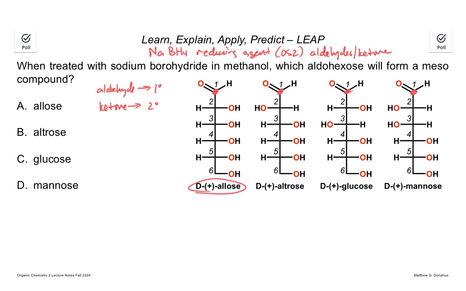So what is that structure? Carbon 1 becomes a primary alcohol. Carbon 6 is already primary. And the sodium borohydride does not do anything else to those internal alcohols.